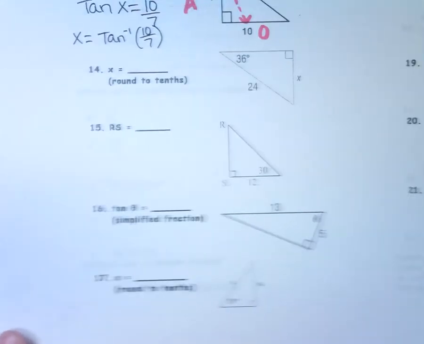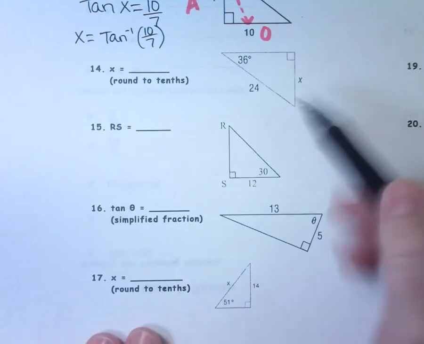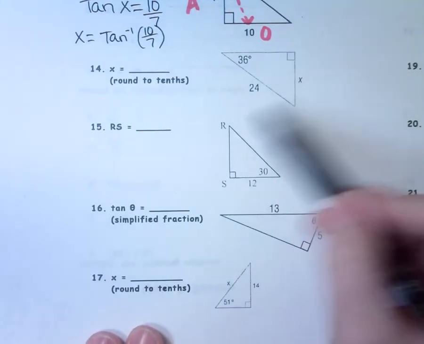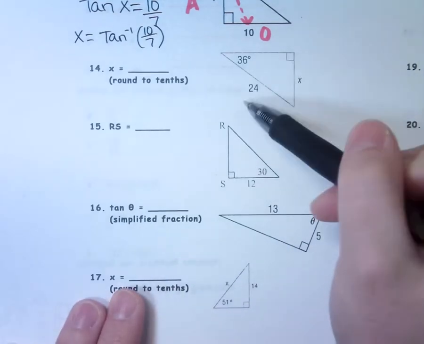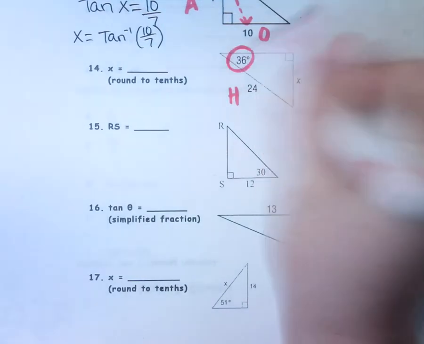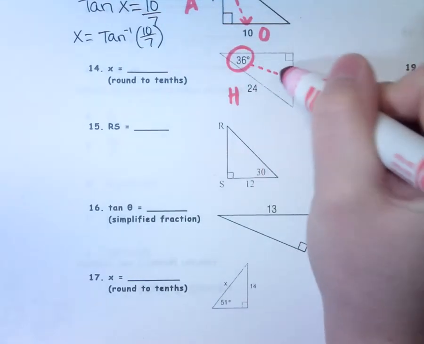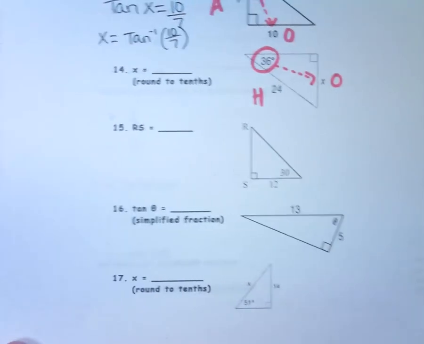Okay, looking at 14. I'm going to use trig here as well. It's not a 30, 60, 90. It's not a 45, 45, 90. I don't know two of the sides of the right triangle. So let's see if I was given the hypotenuse. I sure was. Across from the right angle is the hypotenuse. If I go to the angle in question, x is the side all the way across from it, so that's opposite. What do we use with opposite and hypotenuse?